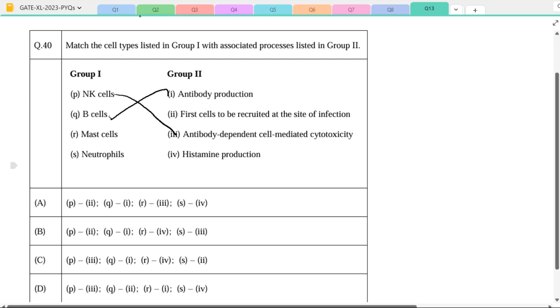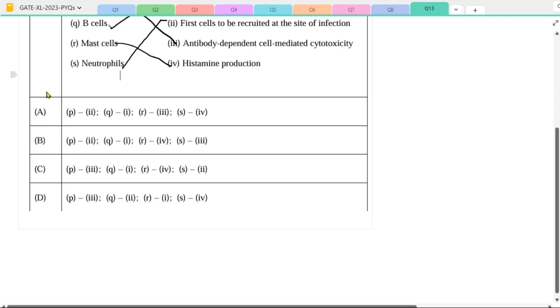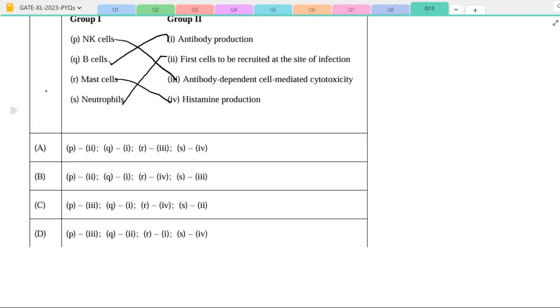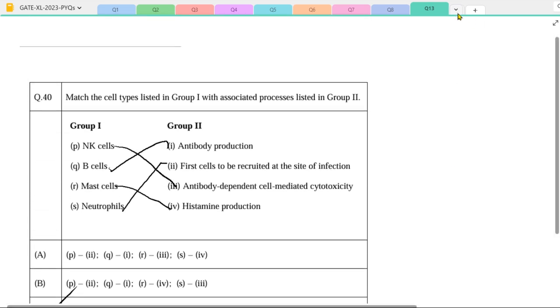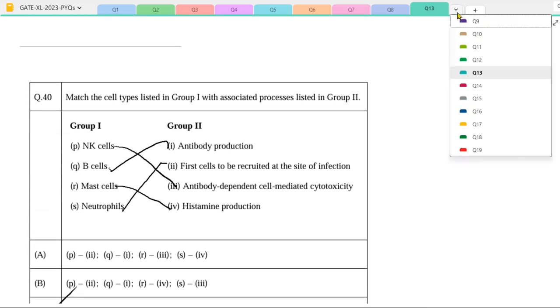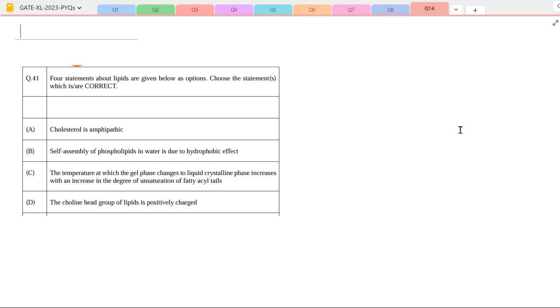And B cells, anybody would know, are involved in antibody production. Mast cells, yes, histamine production, which are involved in inflammatory pathways, and neutrophils are the first cells to be recruited at the site of infection. So this is the matching pattern, and the correct option here is C. Yes, so this is a very simple and easy question to score full marks. Moving on to the next question.